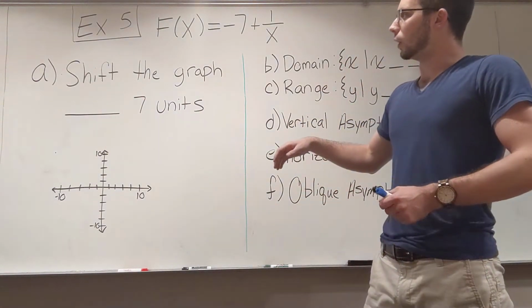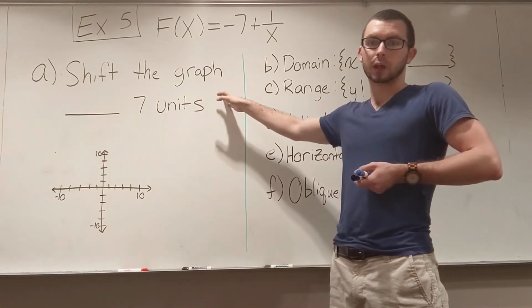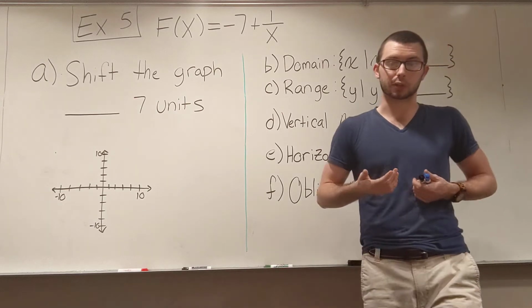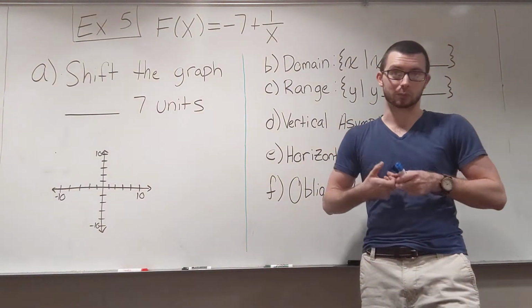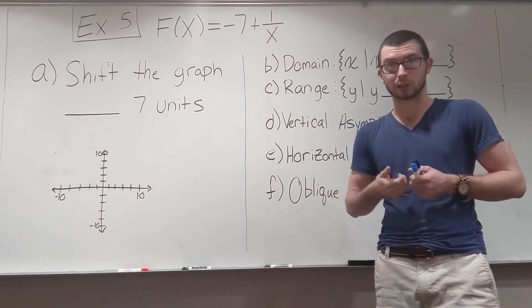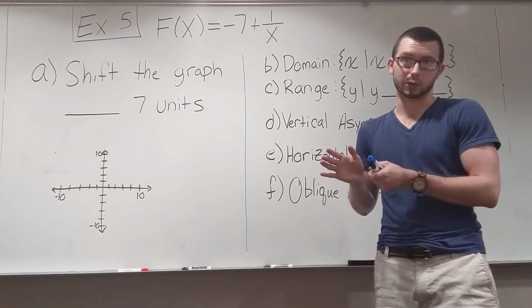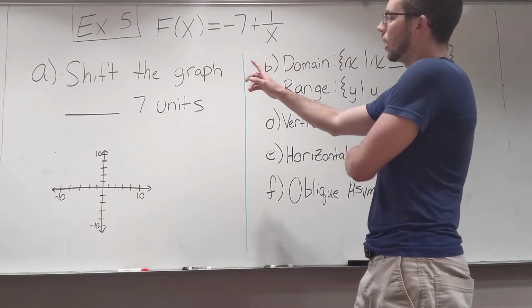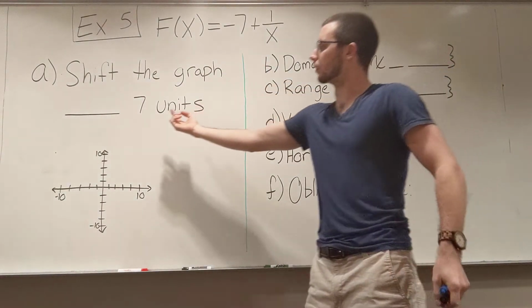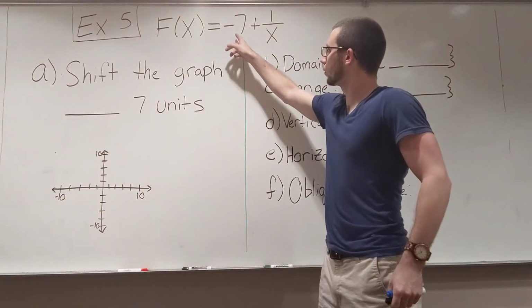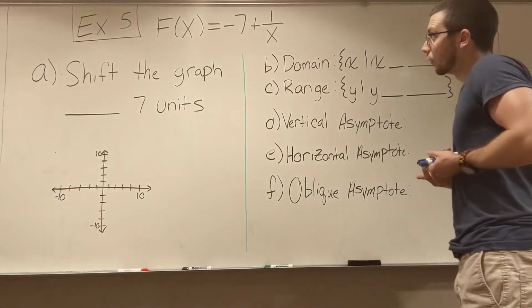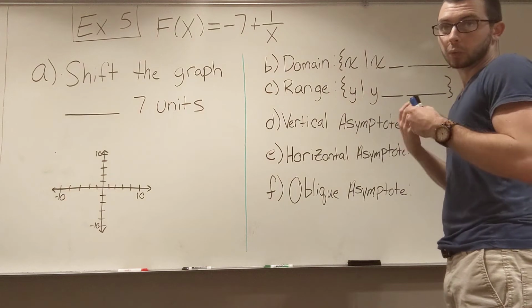So let's go ahead and look at part A, and notice it says the word shift, which does imply a transformation. So as you can see, transformations are still a theme that we're going to keep seeing throughout the remainder of this class. And if we think about how the shifting occurs, notice it does say 7 units, and there is a -7 here. You do need to know how that corresponds to the graph.